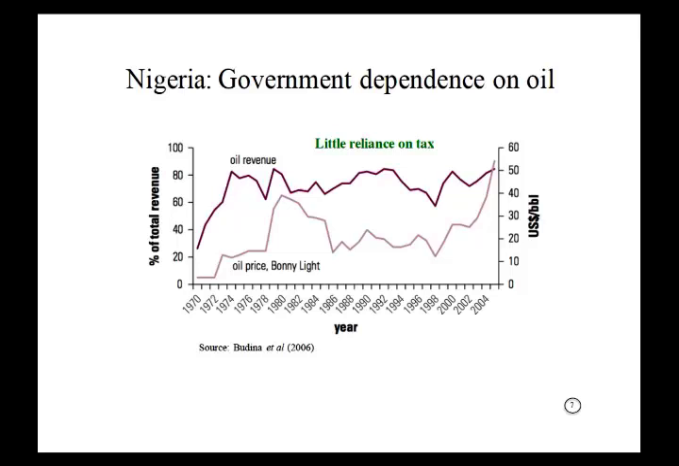Little reliance on tax. You don't need to tax. You're just getting 20% in tax. The rest, 80% of your revenues, are coming from oil. Here's the most important thing: you become financially independent from the society that you're governing. You're not depending on them.